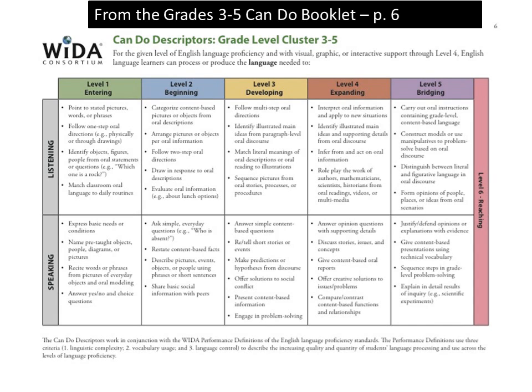So for example, let's just take a look at 2 of the boxes. If we see that a student's listening ability is at level 4, expanding or advanced, they'll be able to interpret oral information and apply it to new situations. They'll be able to identify illustrated main ideas and supporting details from oral discourse, etc. But let's assume that their speaking level is at level 3, developing or intermediate. In this category, they might be able to answer simple content-based questions or retell short stories or events.